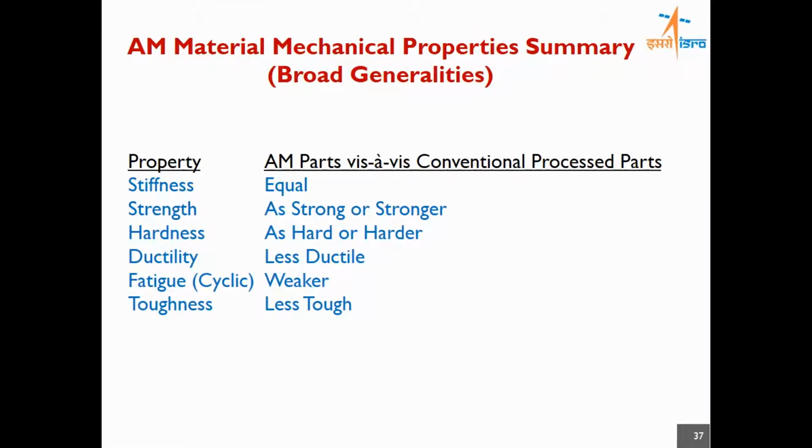Because of the fine grain structure that is possible in additive, we are able to get higher strength and higher hardness. And similarly, we know that strength and ductility don't go together. When strength increases, ductility drops. So additive manufacturing products typically have slightly lower ductility compared to conventionally manufactured products.